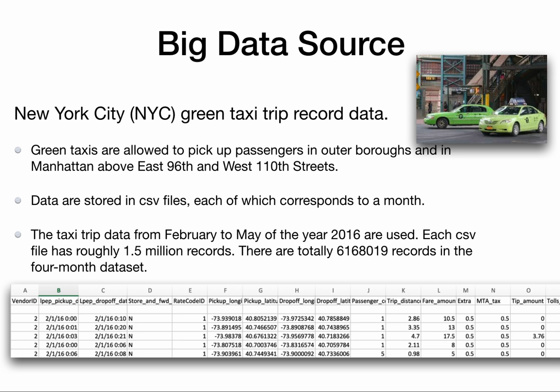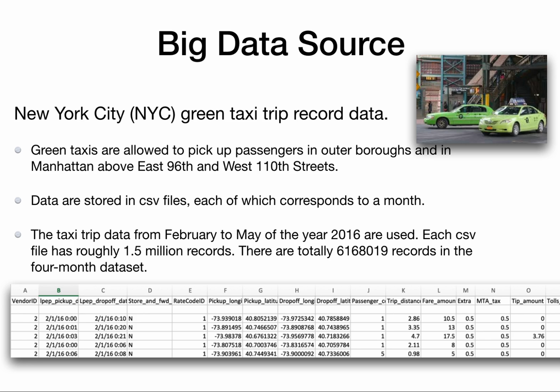The data source is New York City green taxi trip record data. Green taxis are one of the two major types of taxis in New York City. They operate in certain areas of NYC. Data are stored in CSV format. Each CSV file corresponds to a month. The data from February to May in the year of 2016 are used in this project.